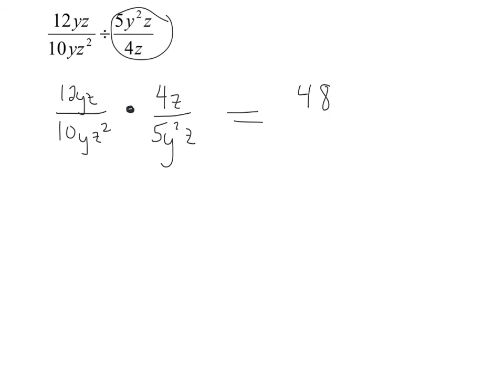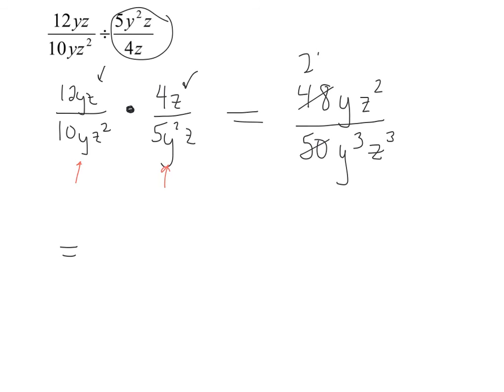12 times 4 is 48, and I'd have 1 y and 2 z's, because I have a z here and a z here. On the bottom I'd have 50, and I'd have y to the third, because I've got y here and y squared here, and I'd have z to the third. Looks a little cleaner if you do it this way, and then you can start reducing and canceling. 48 over 50, both divide by 2. So I divide those both by 2, I get 24 over 25.